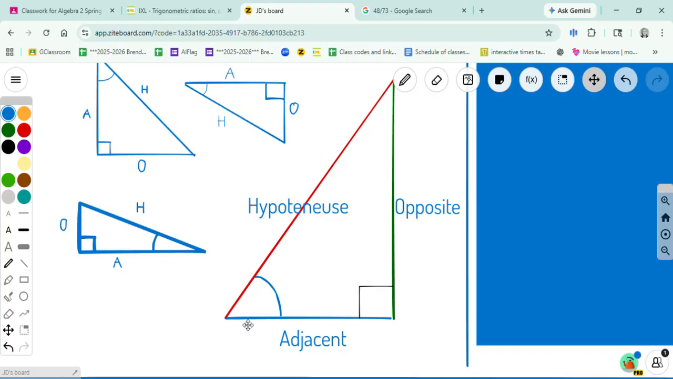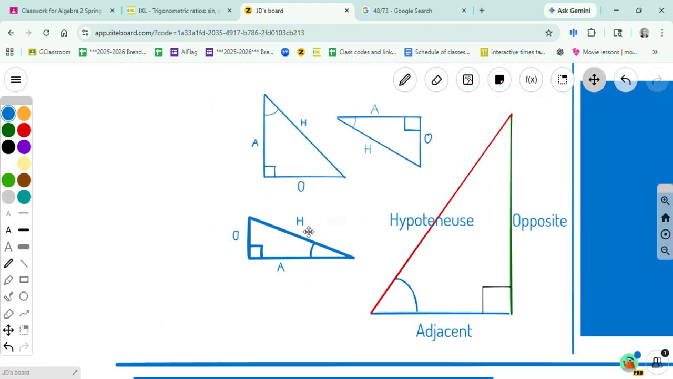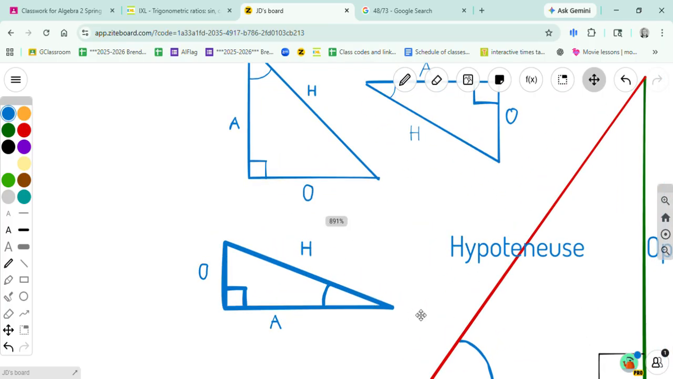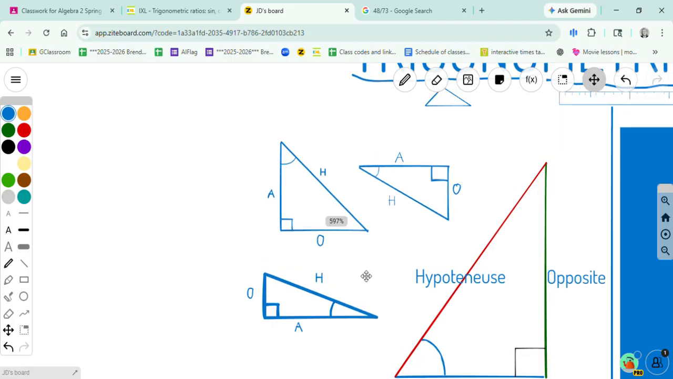If you look at the side that's touching the square of the 90 and the angle, that one's called the adjacent. And the side that's opposite from the square is called the hypotenuse. So it doesn't matter how you orient or twist this triangle, it'll always have an opposite, an adjacent, and a hypotenuse. The opposite is opposite to the angle, the hypotenuse is opposite to the square, and the adjacent touches the square and the angle.